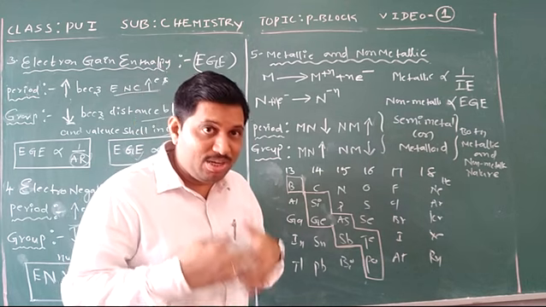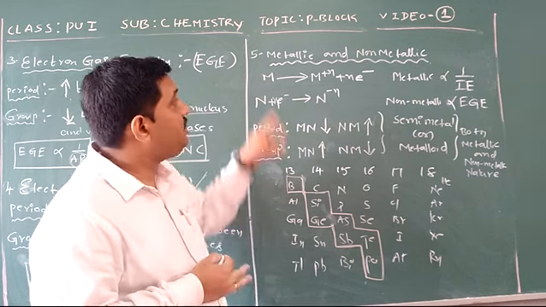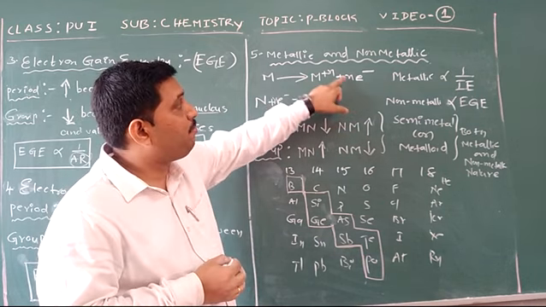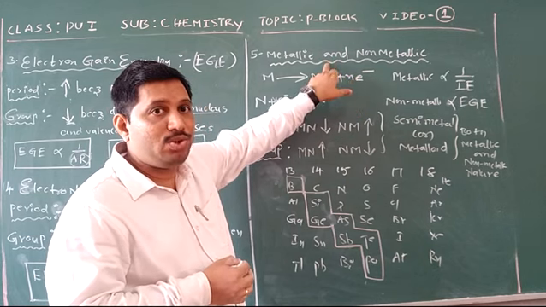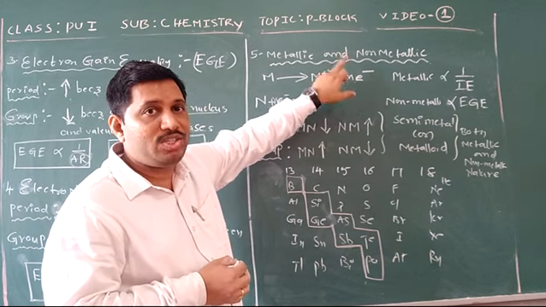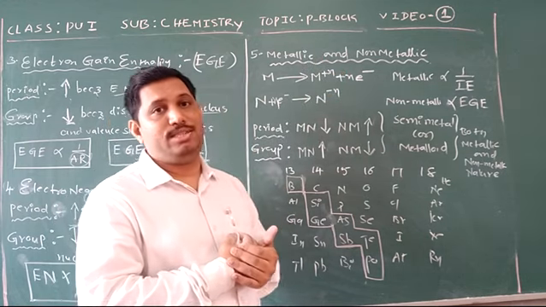The metals can be converted into positive ions by the loss of electrons. The general equation is M gives M^n+ plus n electrons. If one electron is lost, plus one charge; two electrons lost, plus two charge; n electrons lost, plus n charge. This is the general equation for metallic nature.